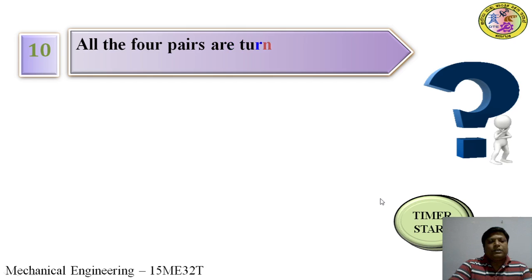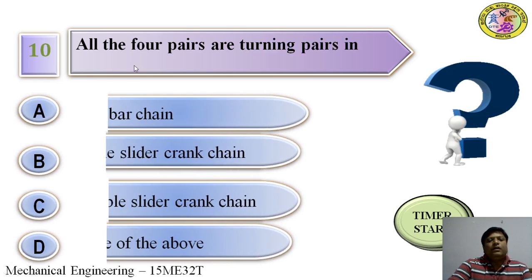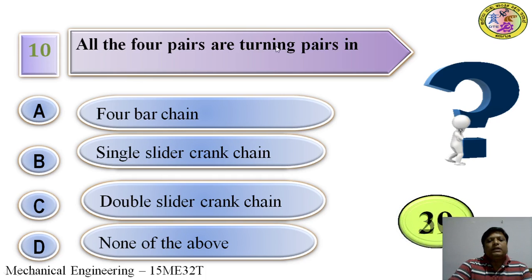The last question of this session. All the 4 pairs are turning pair in: option A, 4-bar chain; option B, single slider crank chain; option C, double slider crank chain; option D, none of the above.